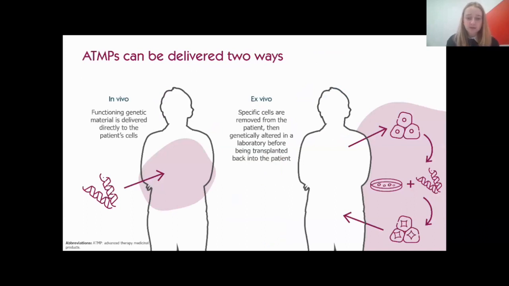In contrast, ex vivo therapy works by removing specific cells from a person, genetically altering them in a laboratory, and transplanting them back into the person. And the approach taken depends on the specific disease, what the goals of treatment are, and what the design of the therapy is.